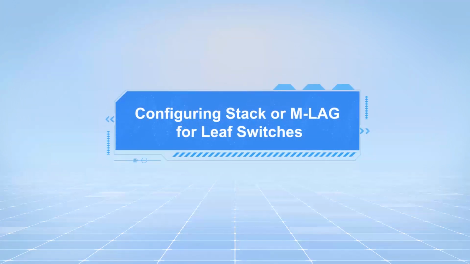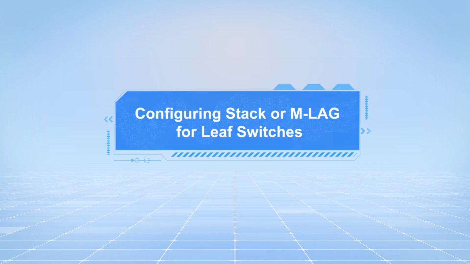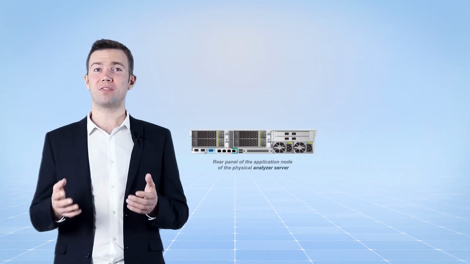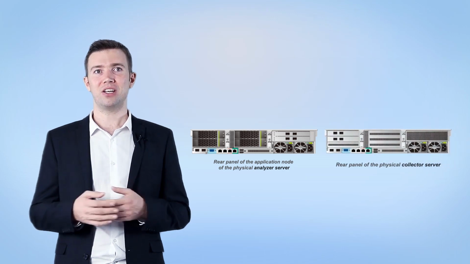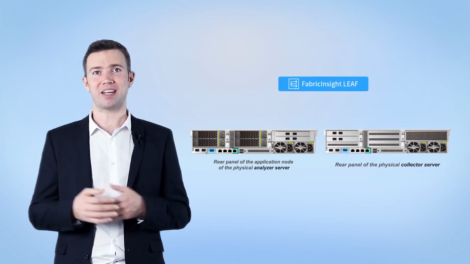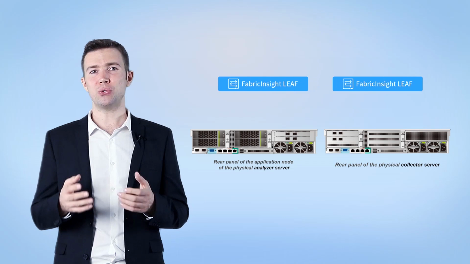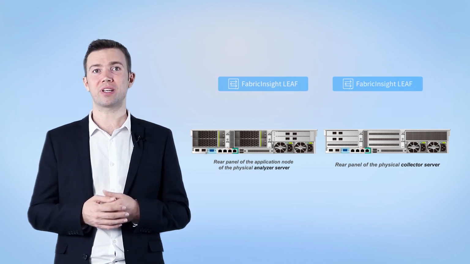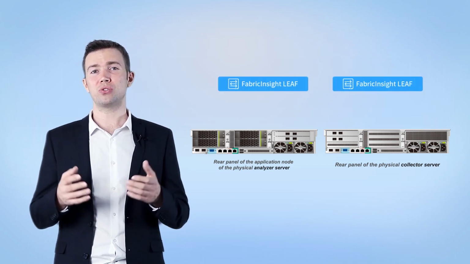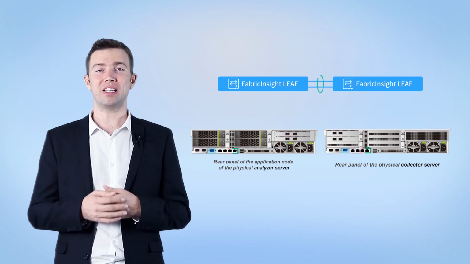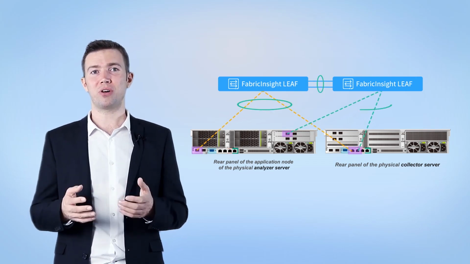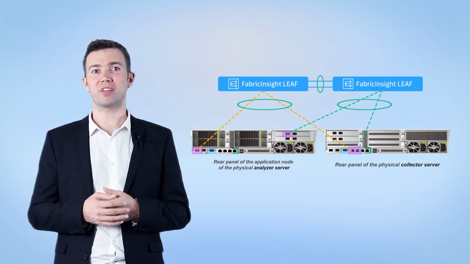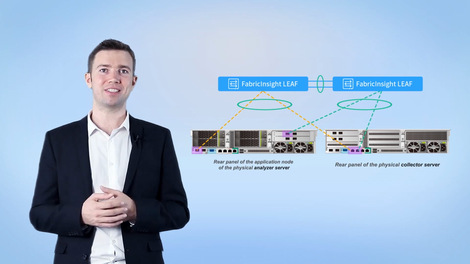Configuring stack or MLAG for leaf switches. You are advised to connect the network ports of the collector cluster and analyzer cluster to the leaf switches of FabricInsight. At least 2 leaf switches are required for configuring stack or MLAG to ensure that services are not affected when a leaf switch is faulty. In addition, the bonds or active-active ports of both the collector cluster and analyzer cluster must be connected to a leaf switch.